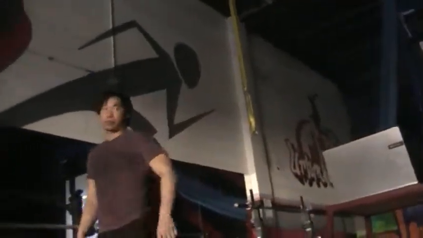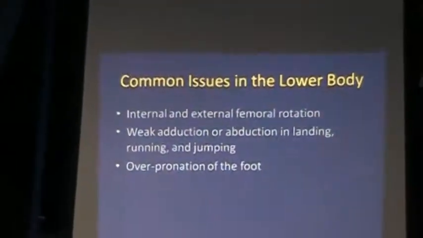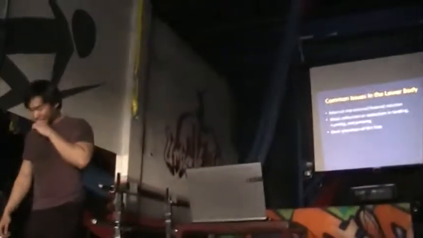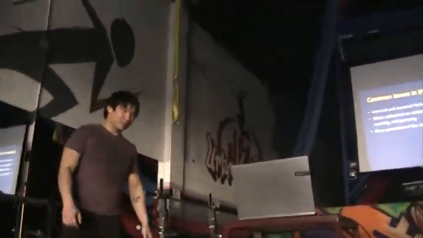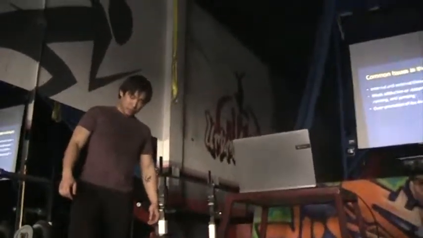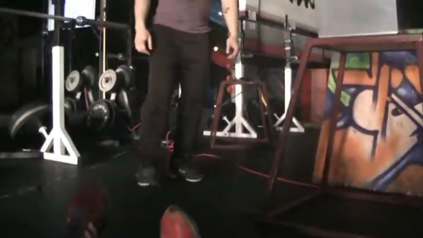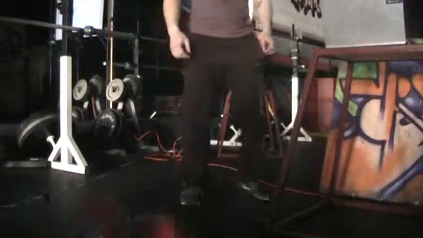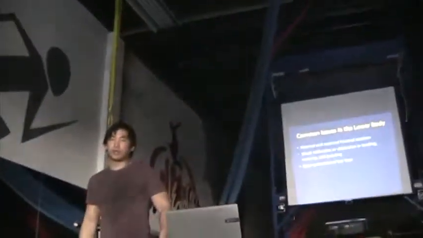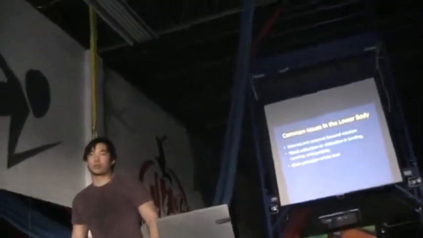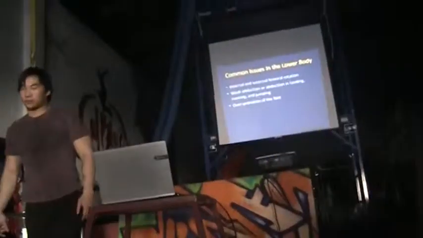Overpronation of the foot. I'm doing all of these together because they're all the same issue at the end of the day. A lot of people will. Did anyone read Born to Run? Yeah.